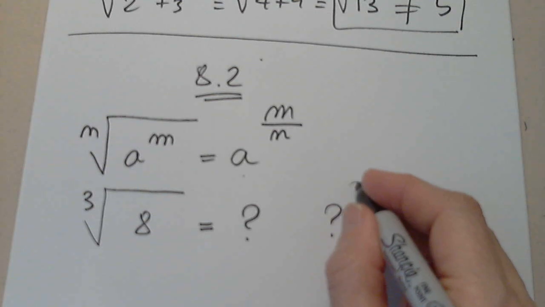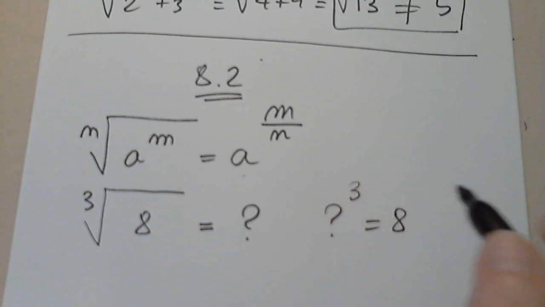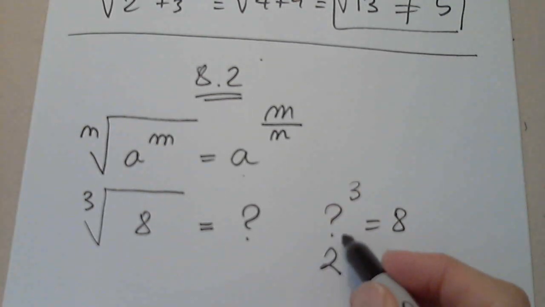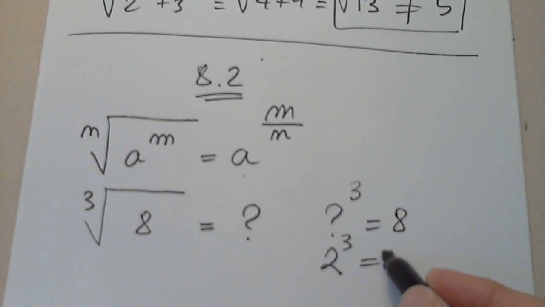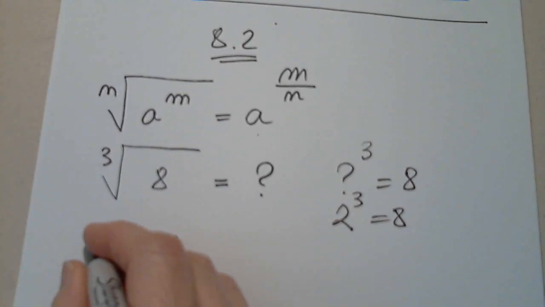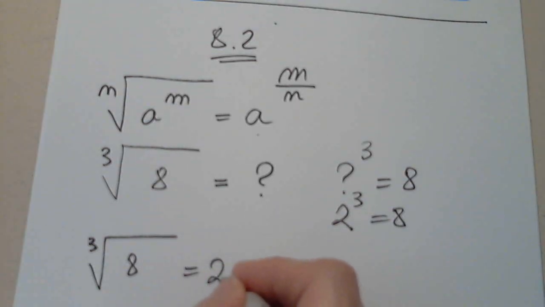So what number do we cube to get 8? The answer is 2. 2 to the third is 8. So therefore, the cube root of 8 is 2.